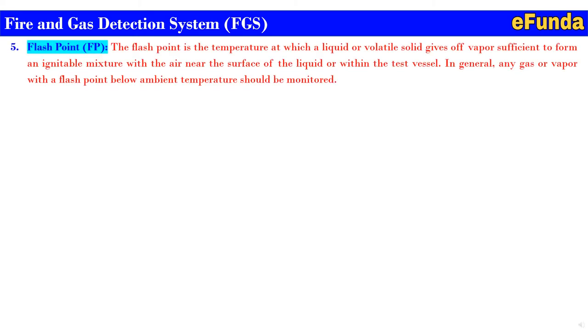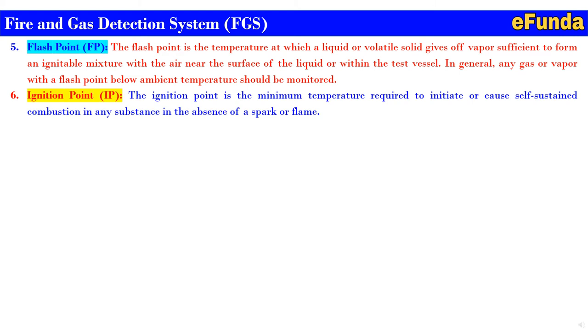Continue with definition. Fifth, flashpoint, that is FP. The flashpoint is the temperature at which a liquid or a volatile solid gives off vapor sufficient in the form to form an ignitable mixture with the air near the surface of the liquid or within the test vessel. In general, any gas or vapor with a flash point below ambient temperature should be monitored regularly.